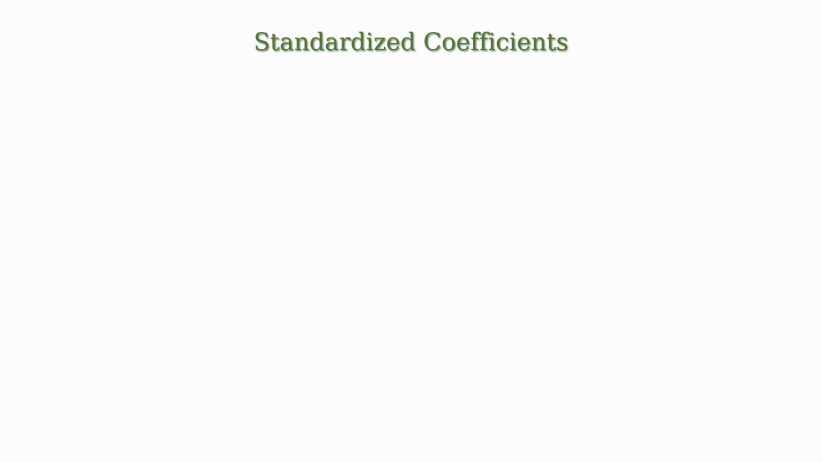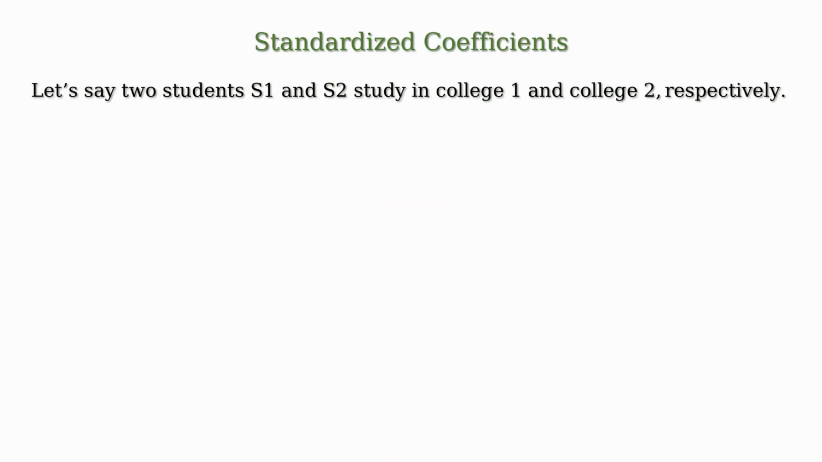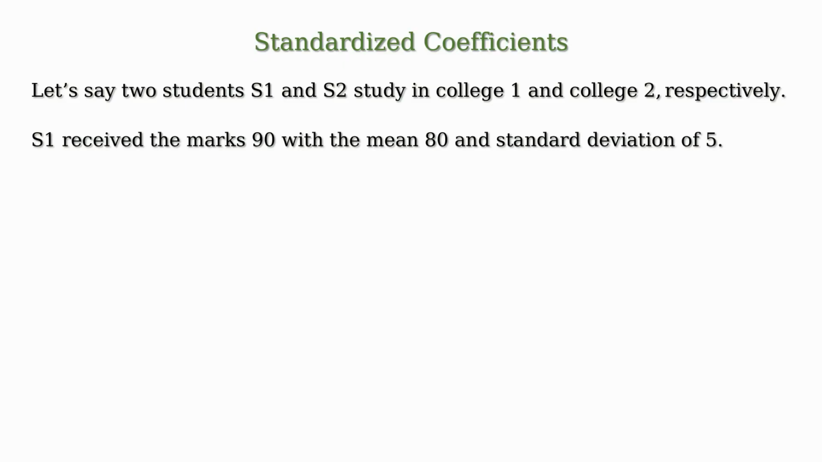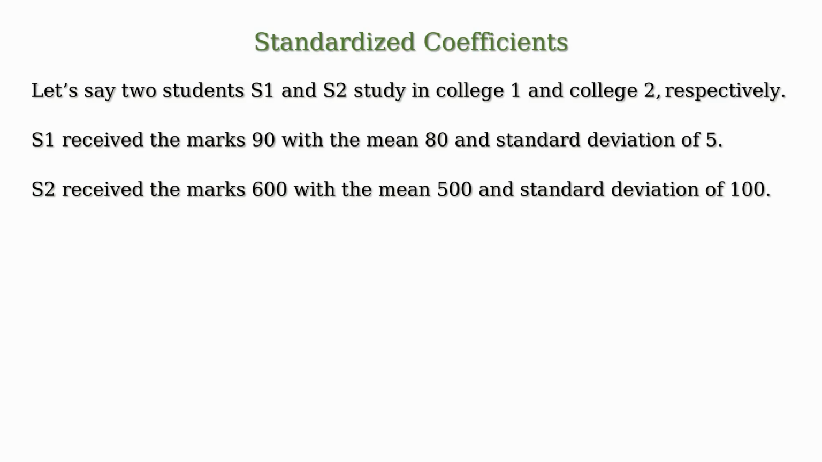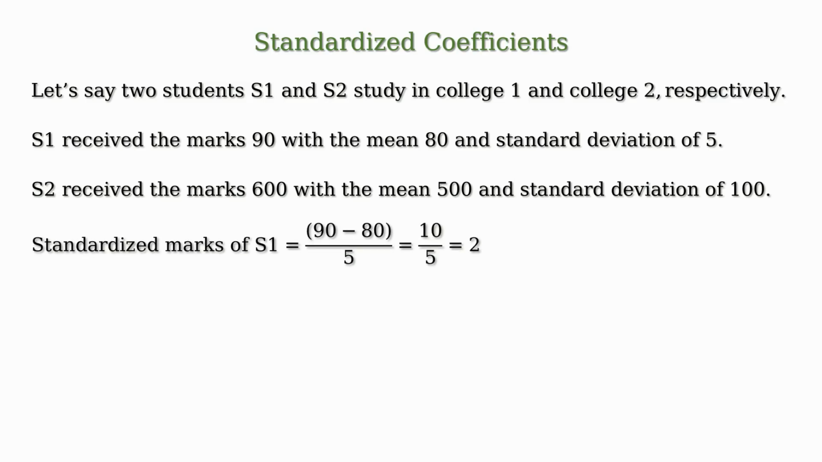For example, let's say two students S1 and S2 study in College 1 and College 2 respectively. S1 received the marks 90 with the mean 80 and standard deviation of 5. On the other hand, S2 received the marks 600 with the mean 500 and standard deviation of 100. At this point, it is difficult to interpret who is doing better compared to the rest of the class. So, we can standardize these two marks in the following way.